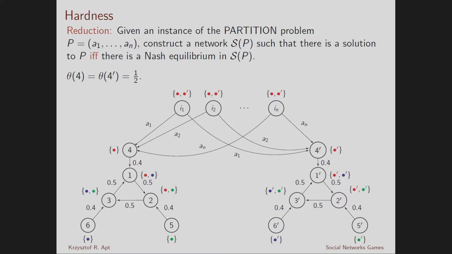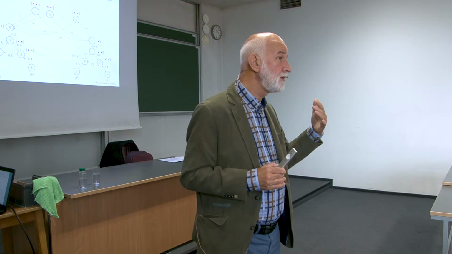So this shows that in one direction, this implication holds. If the partition problem has a solution, then I can construct a Nash equilibrium. In the other direction, it is also the case because we have the converse implication as well. Why? Because if there exists a Nash equilibrium in this network, then necessarily in this Nash equilibrium, node 4 and also node 4 prime adopted the strategy T0. Because if node 4, for example, adopted red, then we would have this vicious cycle which we saw before.